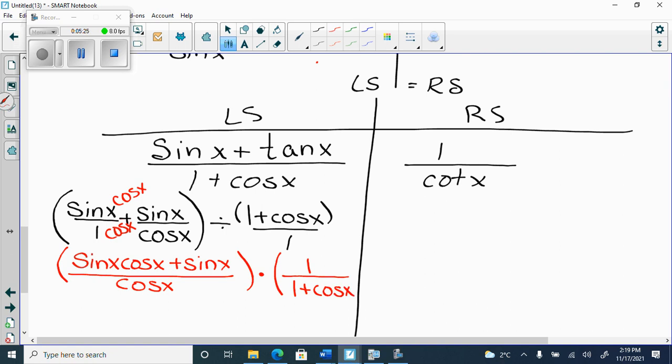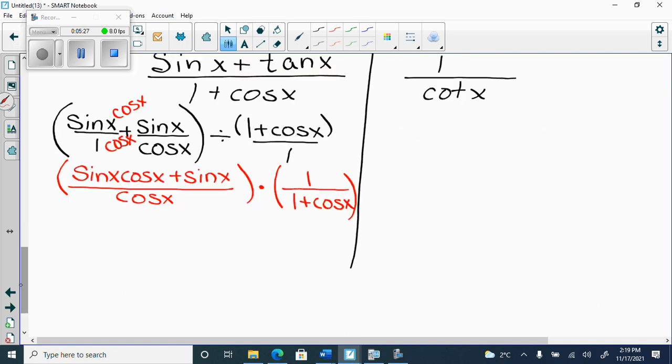Now this is the catch. People want to cross these cos x's off. I can't do that. Do you see this top? Sin x cos x plus sin x. That's all attached with a plus sign. Those are sewn together. The only way that's going away is if it has a matching replica or GCF. You can GCF stuff out of it, but you can't cross stuff out of it.